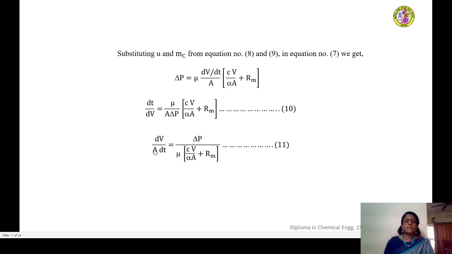So here this is the equation of the form rate is equal to driving force divided by resistance. So dV by A dt is the rate of flow of filtrate in the operation. Delta P is the pressure drop. So that is the driving force for the flow of filtrate. Then at the bottom what you have is the resistance. So mu is the viscosity, the resistance that exists within the fluid, and CV by alpha A is the cake resistance and Rm is the filter medium resistance.